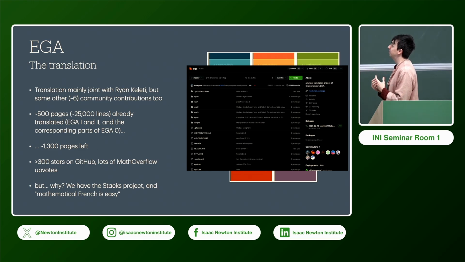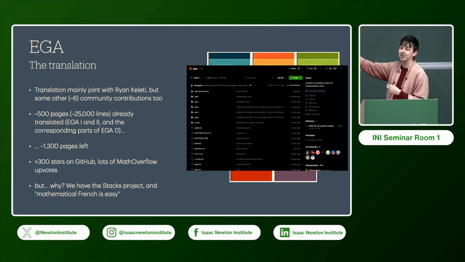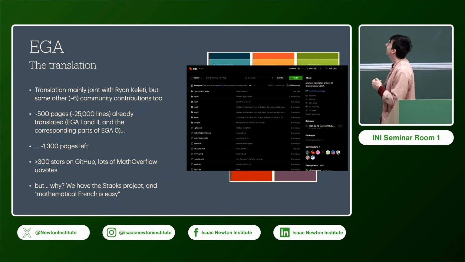We've only done about 500 pages so far, which is 25,000 lines of LaTeX. And as you can see, saying half was such an overstatement. We're a quarter of the way through, essentially. Rather demotivating, but oh well. It's been quite popular, in the sense that 300 people have starred it on GitHub. I actually get free Math Overflow bounty, where I can put bounties on my questions on Math Overflow, because every couple of weeks I get an upvote for linking this in an answer to somebody saying, hey, is there a translation of EGA? So it's been a little revenue stream for me in Math Overflow bounty points, which is entirely useless, but nice.